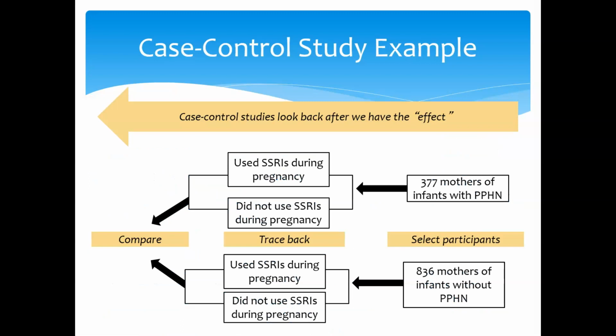Okay, I hope you completed this on your own to assure that you understand, but here's how I would fill it out. We had 377 mothers of infants with the disease, and we matched it to 836 mothers of infants without the disease. And then we did interviews to find out if the mothers used SSRI during pregnancy or if they didn't, and we do the same for the group up here. And then we compare the numbers to see if using SSRIs during pregnancy actually did have an association with the infants developing the disease.